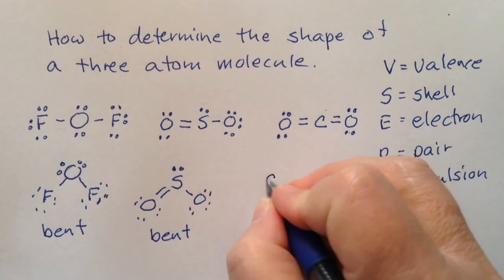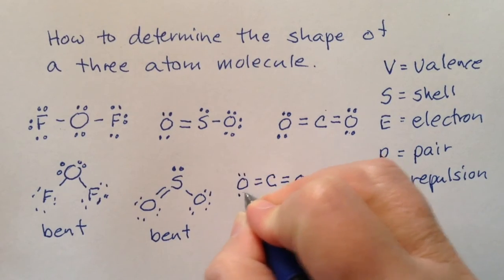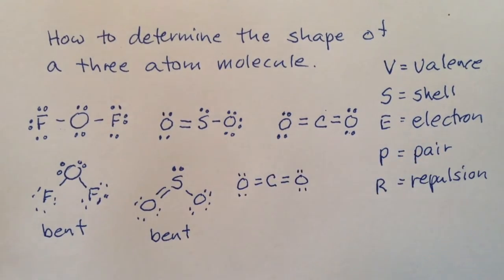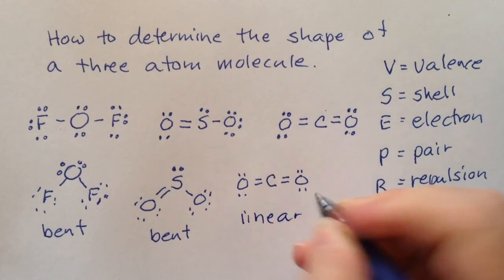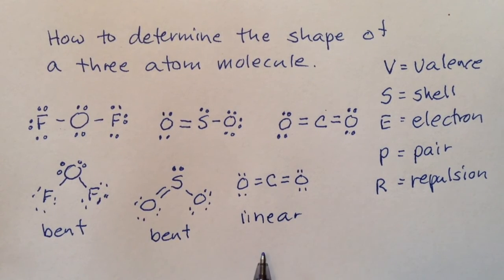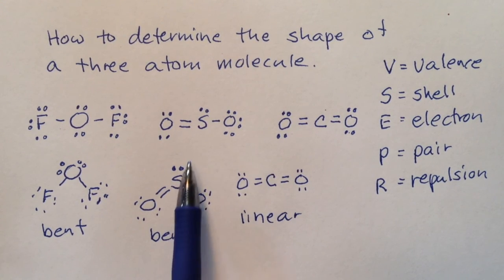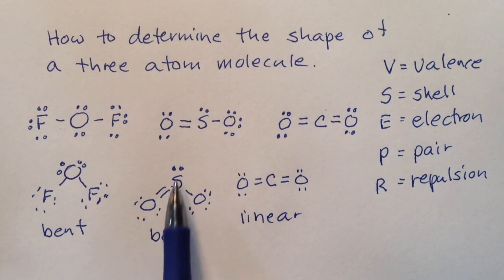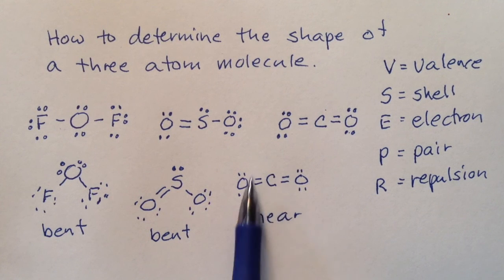So you'll just have a repeat of the Lewis structure. It will be linear. So the key to figuring out whether a 3-atom molecule is going to be bent or linear is to look at the middle atom and see if there are any lone pairs. If there are lone pairs, it will be bent, either 1 or 2. If there are no lone pairs, the molecule will be linear.